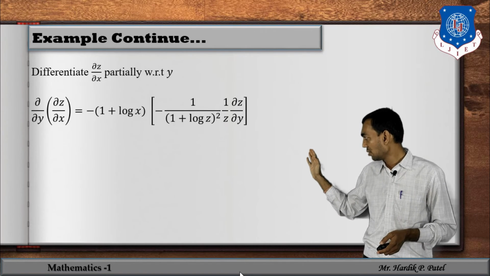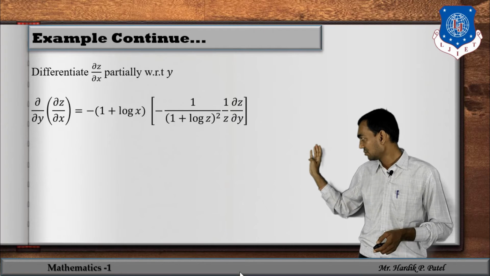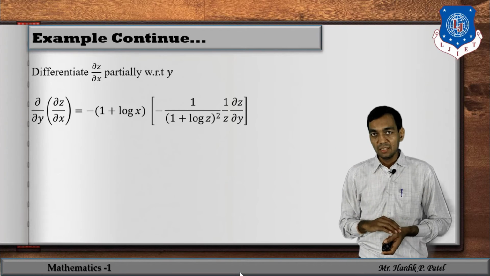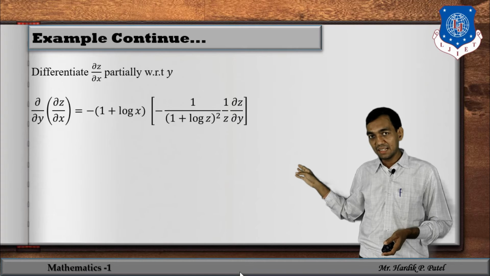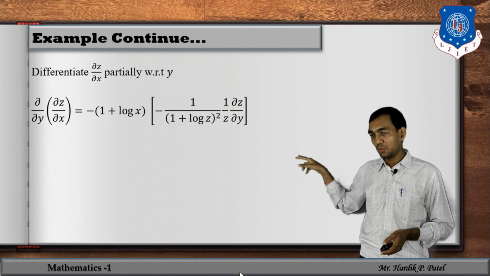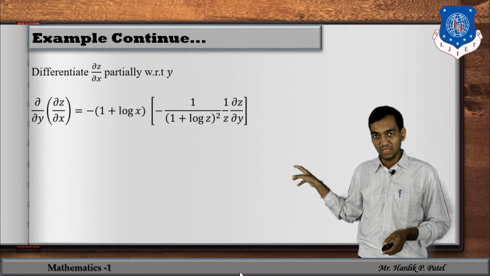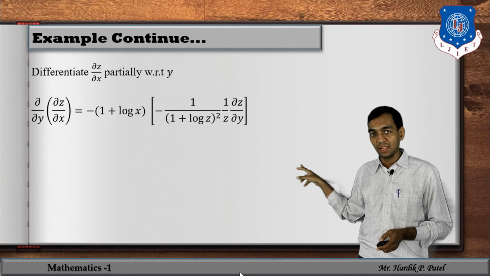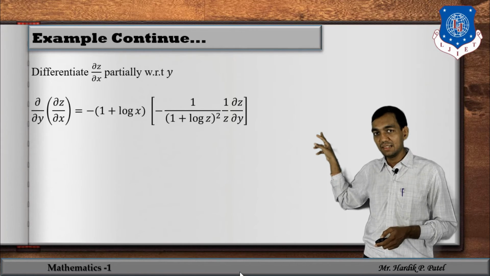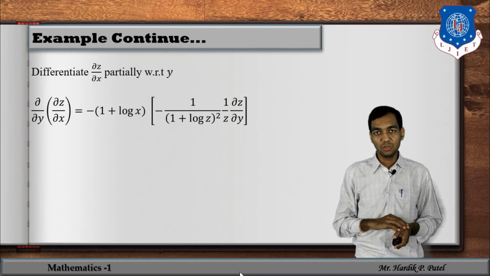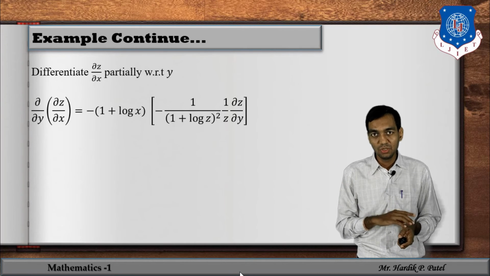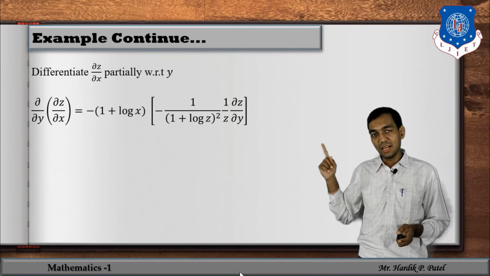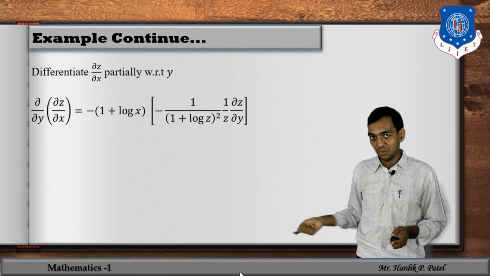So 1 plus log x is constant. So minus 1 plus log x common out. And 1 upon 1 plus log z has derivative minus 1 upon 1 plus log z the whole square into derivative of 1 plus log z, which is 1 upon z, and into derivative of z, which is del z by del y, because we are differentiating with respect to y. That's why we have already found the value of del z by del y.